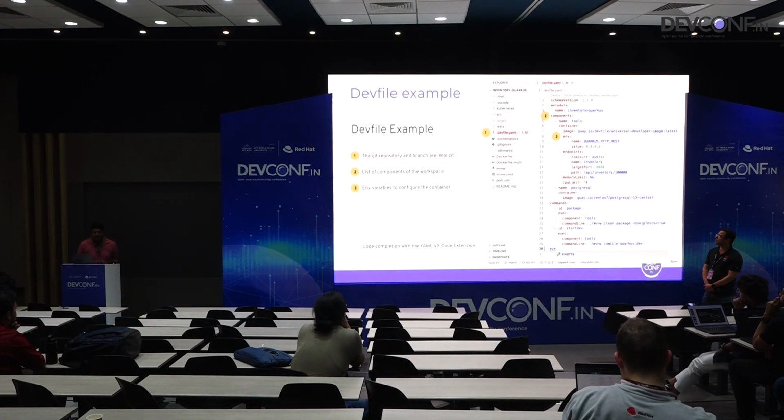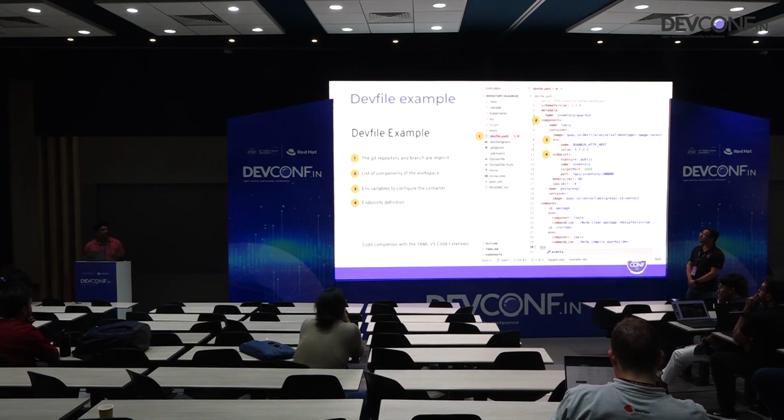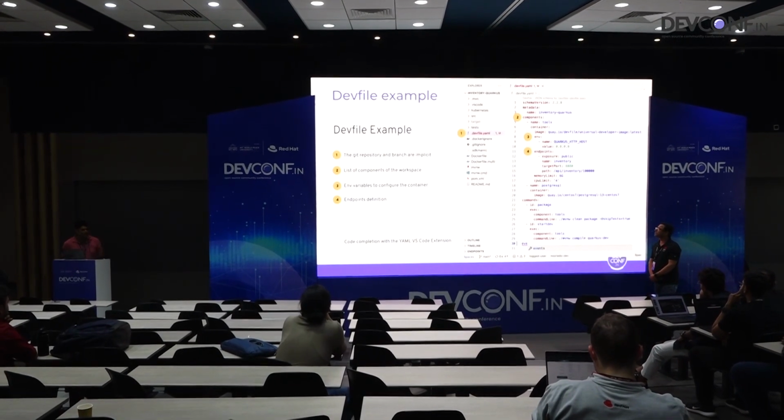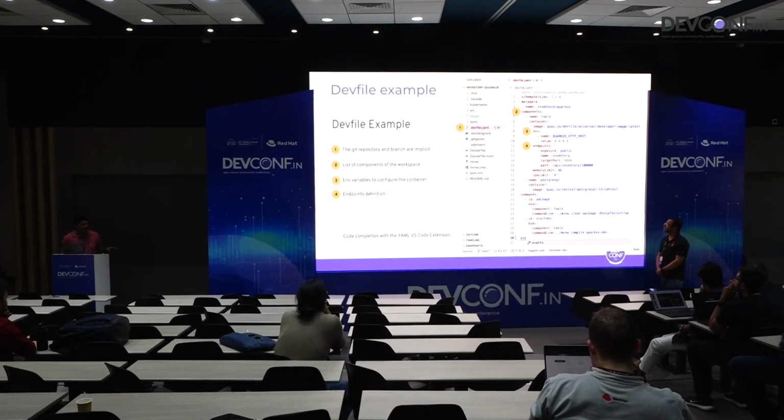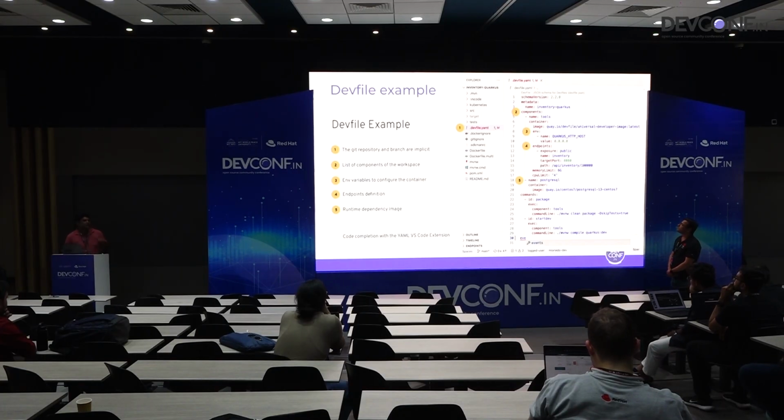Then we have environment variables that can be added to run our container operations. Then the endpoint definition. In the endpoint definition, we can define how we want to access our application after doing our coding, how we can run it, and how we can deploy it. Then if any application requires a dependency image, any middleware image, or any other database image, we can mention it here. But we need to make sure of the consistency of that image across the environments.